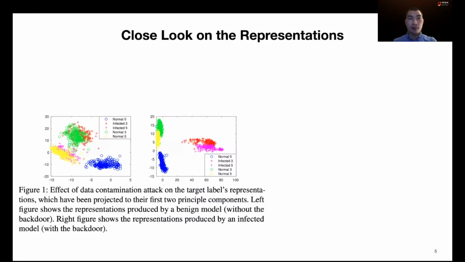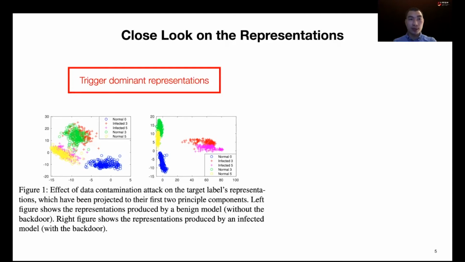From the representations' perspective, the effects of the trigger can be clearly observed. Here are two figures showing the representations projected on their two principal components. The left figure shows representations produced by a benign neural network. The representations of classes are distinguishable no matter where the trigger shows up, and the trigger will not introduce misclassification. The right figure shows the representations produced by a neural network with a backdoor. Representations of trigger-carrying inputs are far away from the representations of normal inputs, and they stay together even when the inputs come from different classes. Apparently, the trigger dominates the representations.